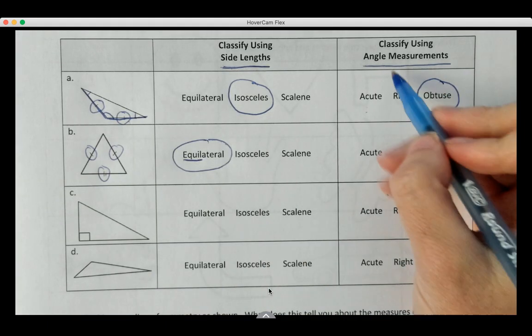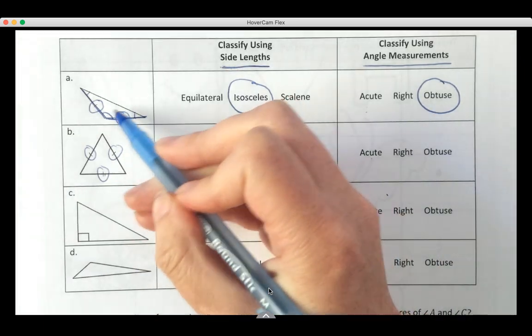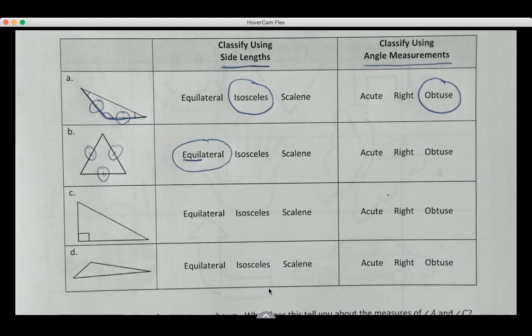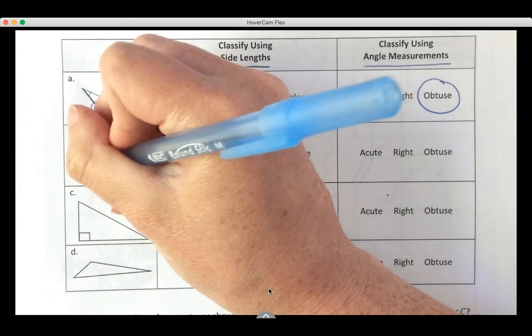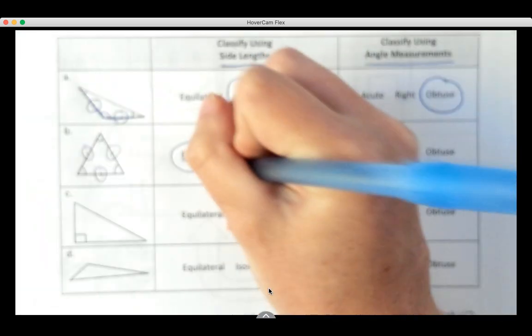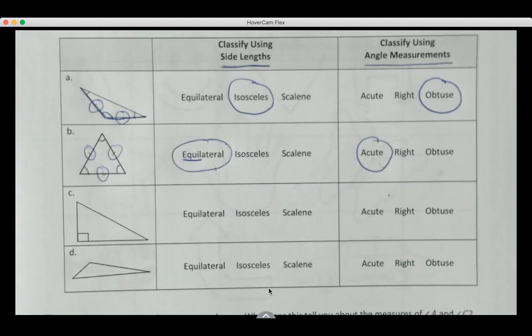Then we have to classify it by angle. So acute, right, or obtuse. So look at all these angles, boys and girls. What angles do you see? Do you see acute angles? Do you see right angles? Or do you see obtuse angles? I see acute angles. And actually, in an equilateral triangle, there are only going to be acute angles, boys and girls.